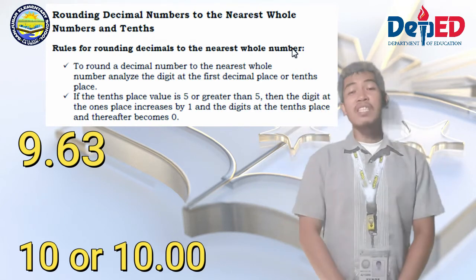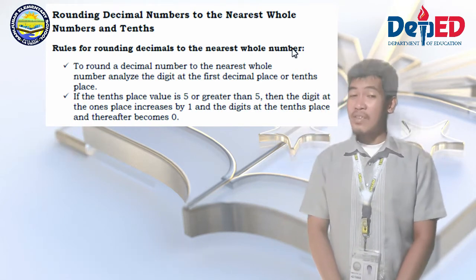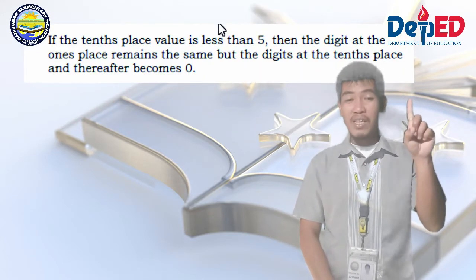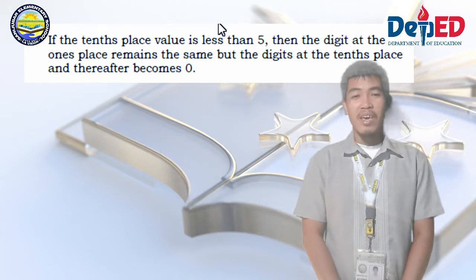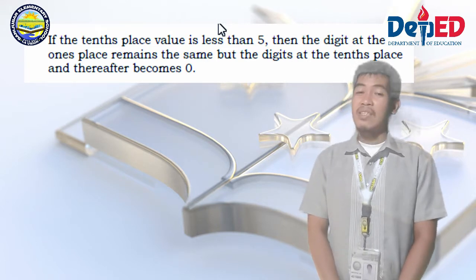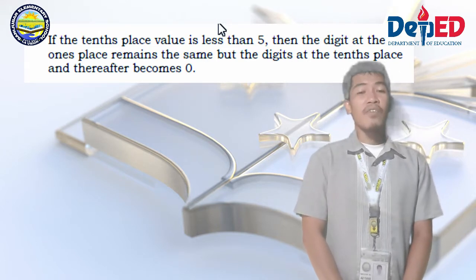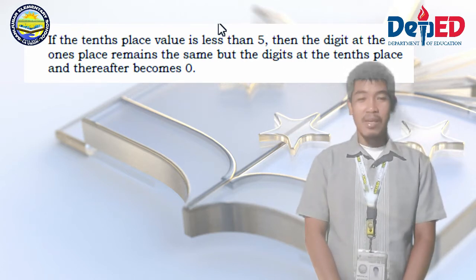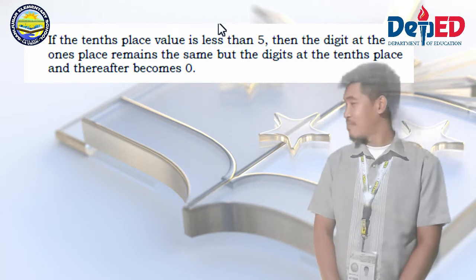Now, if the tenths place value is lesser than 5, the digit at the ones place value is retained, and the digits at the tenths place and thereafter become 0. Let's try this.